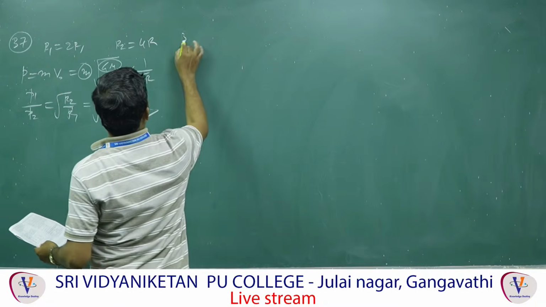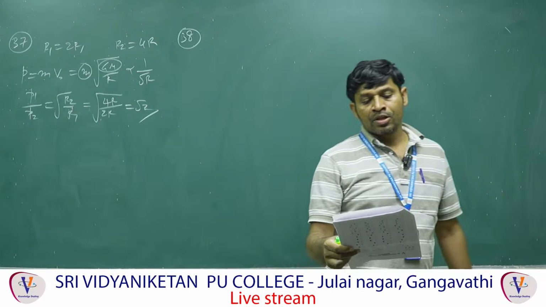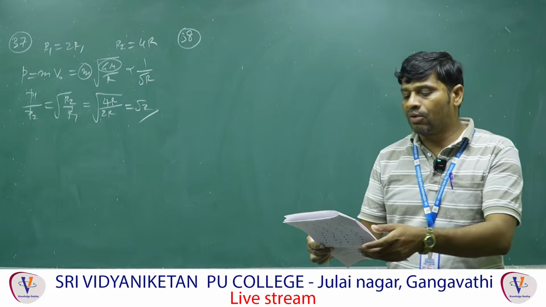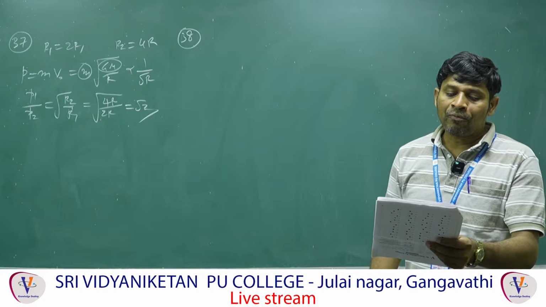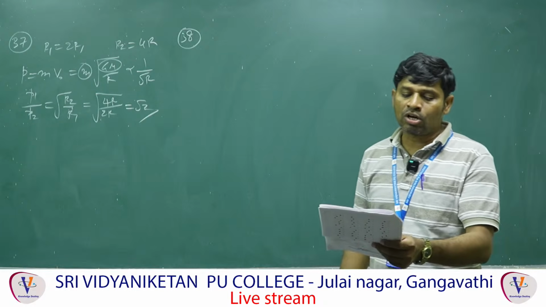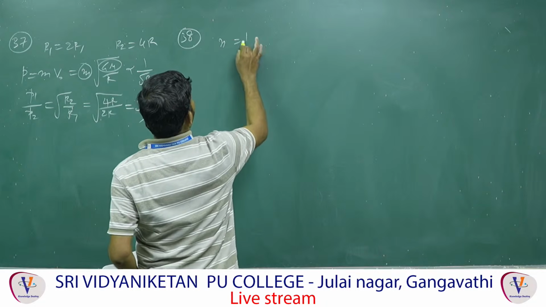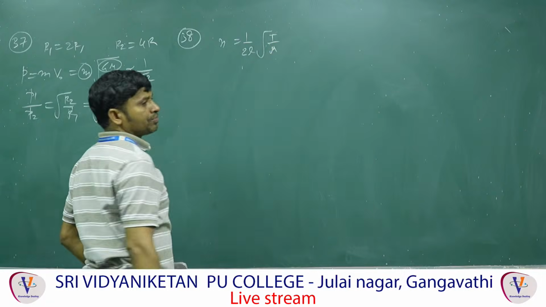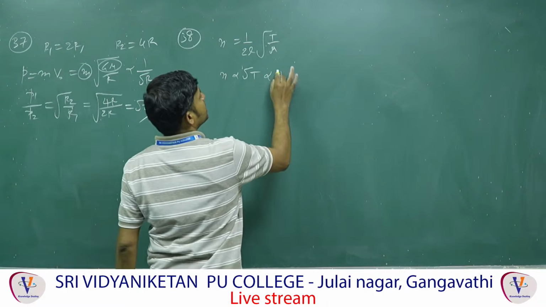Next, 38. Two identical wires having the fundamental frequency 500 Hz when kept under the same tension. The percentage of change in tension of one of the wires by which we can produce 5 beats. When both wires are vibrating, the fundamental frequency in wire is 1 by 2L into root of T by mu. That's why n is directly proportional to root T. Root T means T power 1 by 2.